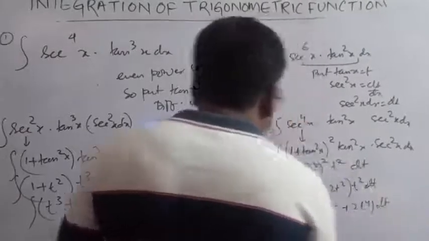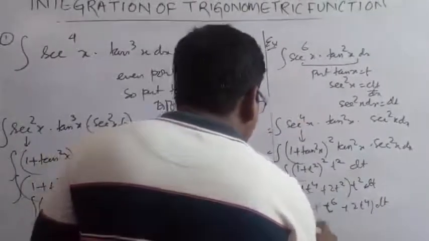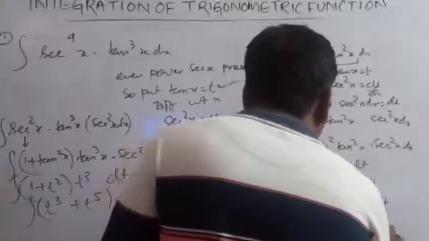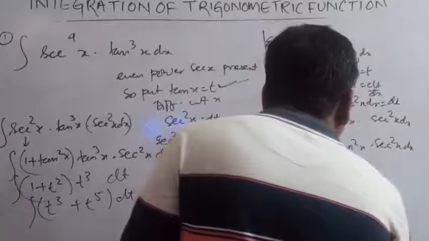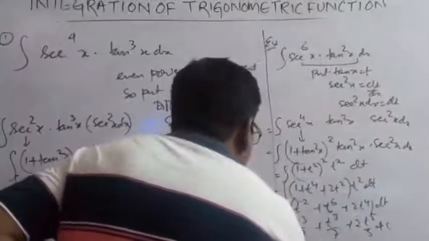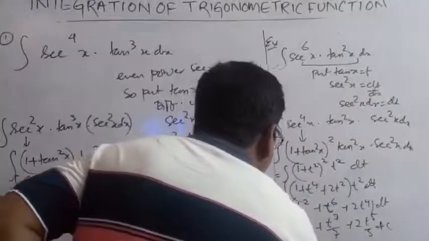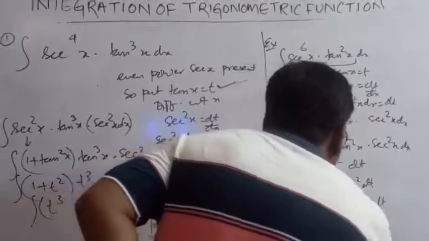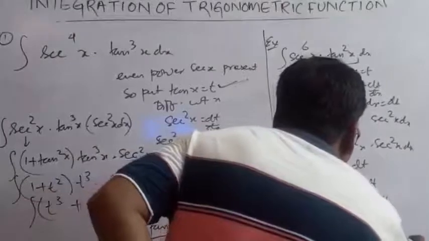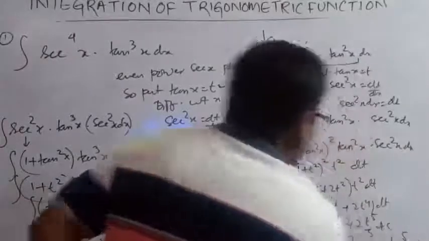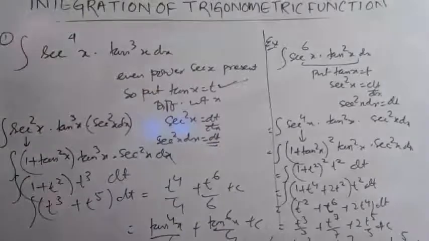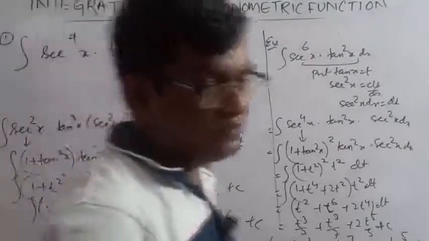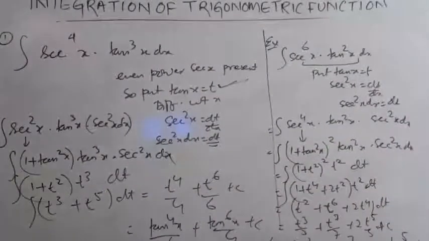So this is equal to what? t cube by 3, t 7 by 7, plus 2t 5 by 5 plus c. So this is equal to tan cube x by 3, tan 7 x by 7 plus 2 by 5 tan 5th x plus c. This is the answer. Okay, this is even. Similarly, we can do cosec and cot. Okay, now another question.